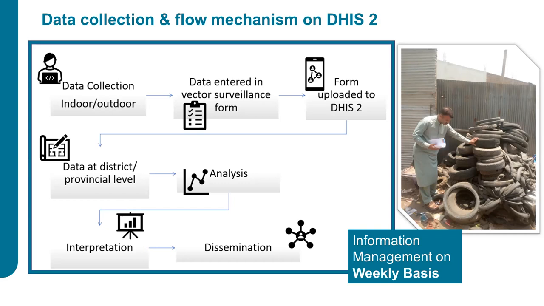The layout on your screen is the data collection and flow mechanism, which starts at the community level, where the outreach vector surveillance team visits houses, indoor areas, or outdoor mosquito breeding sites like ponds, tire shops, and the potential high-risk container sites outside. In the second phase, the team records the response against each variable on a survey questionnaire.